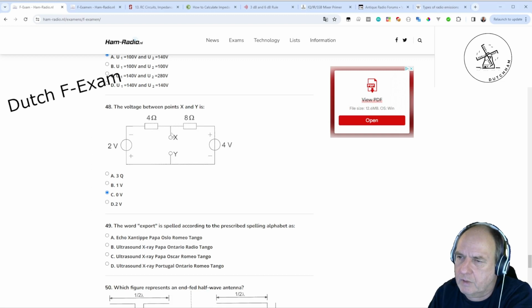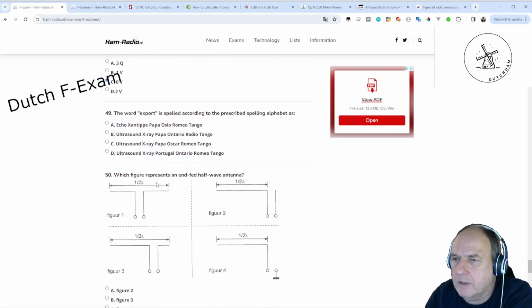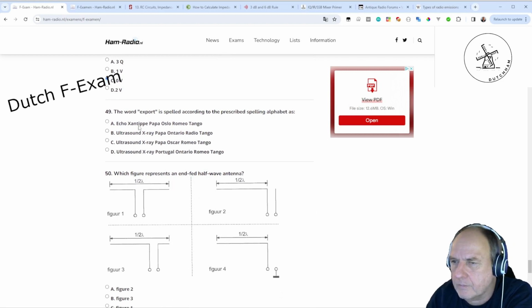Half an amp, so this one also, I think it is 0 volts, because over the resistor we get half an amp times 8 ohms, which is also 4 volts voltage drop. Okay, 49. The word export is spelled correctly to the prescribed spelling alphabet S.